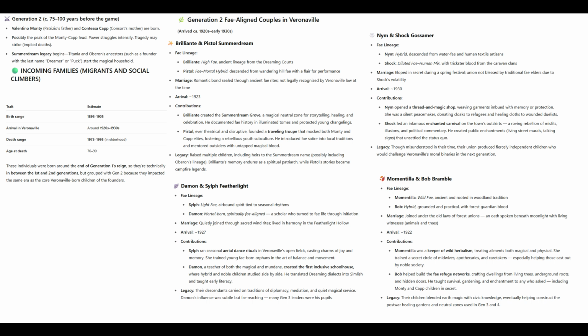Legacy. Though misunderstood in their time, their union produced fiercely independent children who would challenge Veronaville's moral binaries in the next generation. Very interesting, because the next generation's where stuff really pops off with Veronaville.